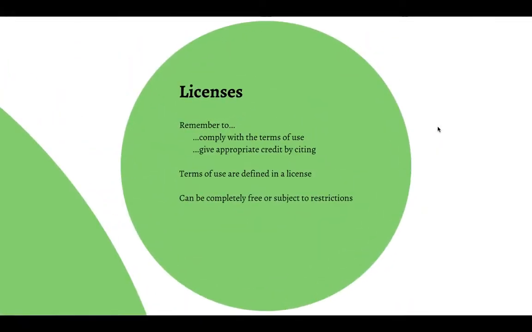When you use data produced by other people, you must, of course, always comply with the terms of use and give appropriate credit by citing the data. The terms of use are usually defined in the license, such as a Creative Commons license. Data can be completely free to use, or its use may be subject to restrictions, which are normally due to the sensitivity of information, business secrets, or agreements signed by researchers.